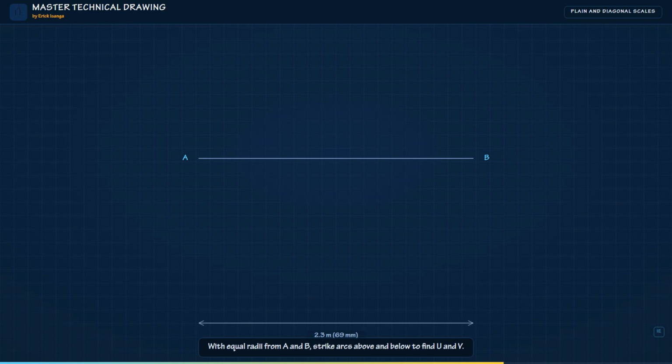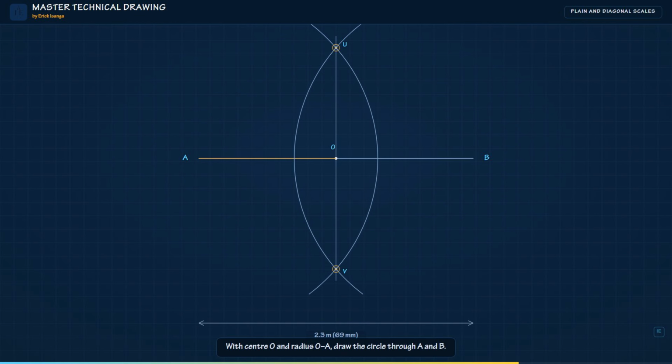With a radius greater than half of A to B, strike arcs from A and from B, above and below, cutting at U and V. The line through U and V is the perpendicular bisector, giving the center, O. With center O and radius O to A, draw the circle. It passes through A and B, which are the ends of the horizontal diameter.